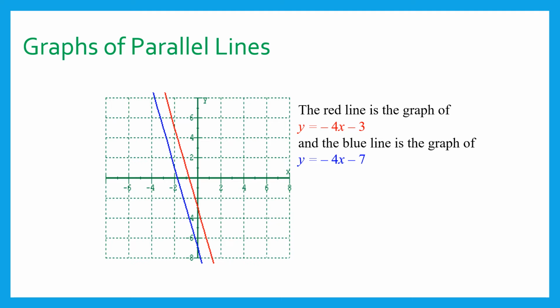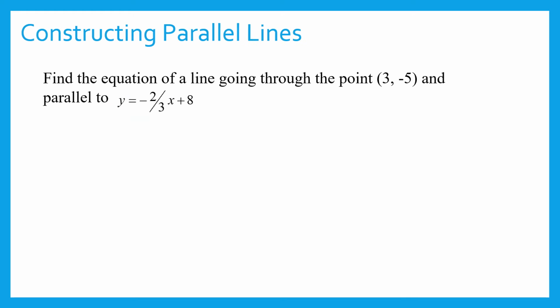If I look at their equation, you see that they do have the same slope of -4 here, but they have different y-intercepts. So because they have that same slope, they do run parallel to each other.